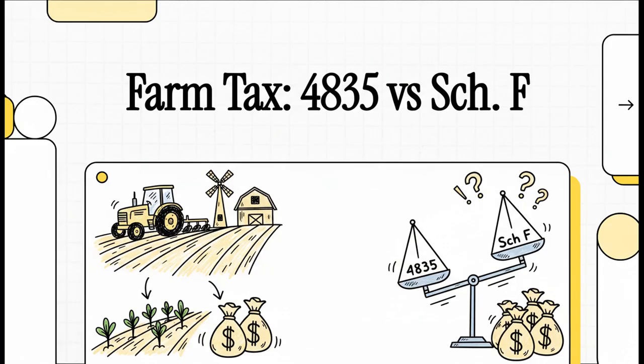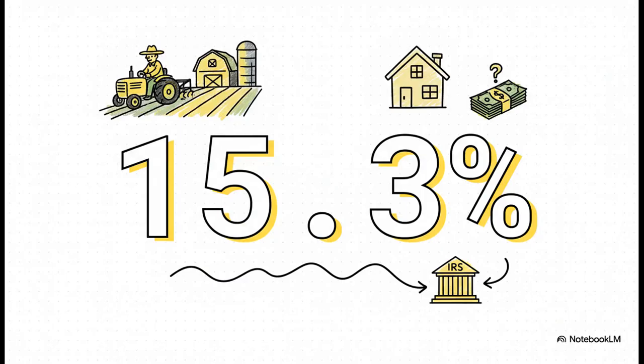The choice between filing a Schedule F versus a Form 4835 is pretty much the main thing that determines whether you're on the hook for a very specific and very significant tax. And there it is. 15.3%. That's the self-employment tax. This single number is really at the heart of our entire conversation today.